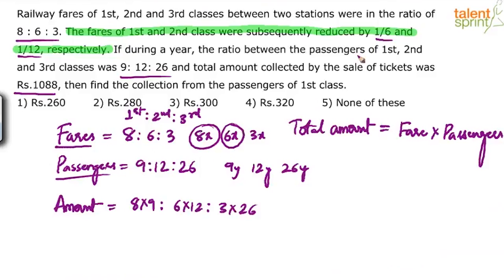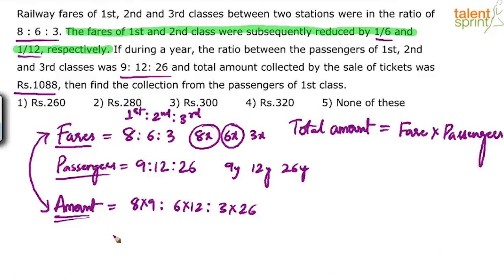By how much? 1/6 and 1/12. Now, there are two ways of doing it. Either reduce 8x by 1/6, 6x by 1/12, get the new ratio of fares, and then multiply. Or directly reduce the amount. Because you know that fare and amount are directly proportional to each other. If the fare is reduced, the total amount will also get reduced.